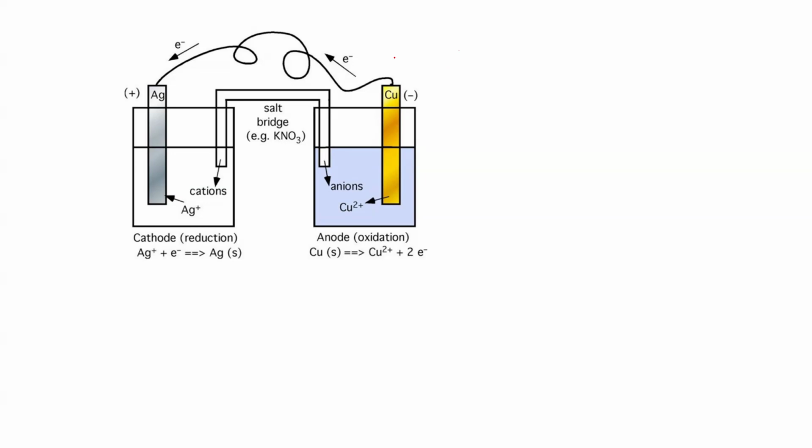Remember, a galvanic cell is a device that converts chemical energy into electrical energy. Allow me just to write E for energy: chemical energy into electrical energy. That is the goal of this. The goal is to produce electricity.